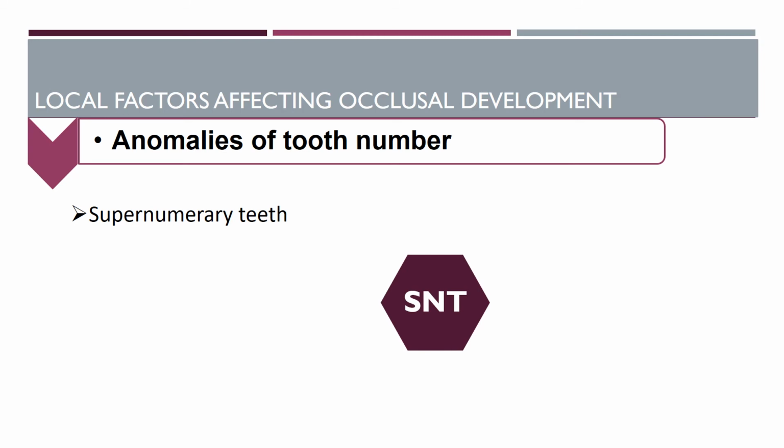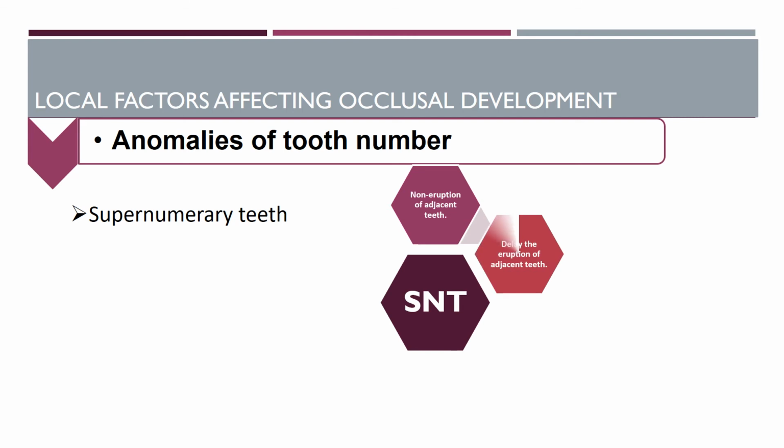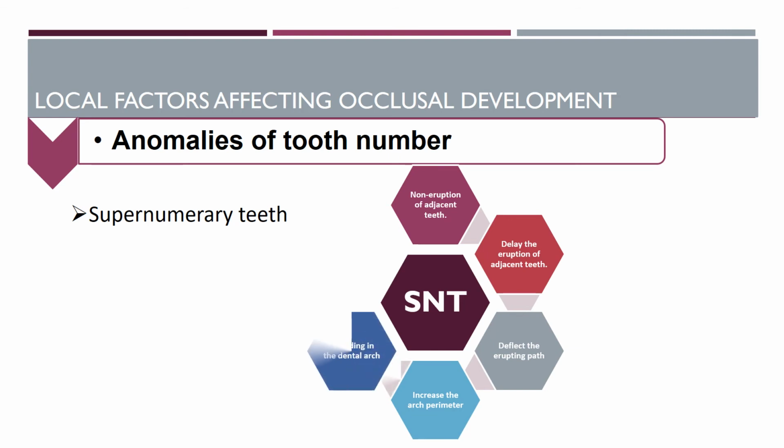The supernumerary teeth can cause any one of these malocclusions: non-eruption of adjacent teeth, delay in the eruption of the adjacent teeth, deflection of the eruption of the adjacent teeth into abnormal locations, an increase in the arch perimeter, increasing the overjet in the mandibular and maxillary arch, and also crowding in the dental arches. All these malocclusions could occur due to supernumerary teeth.